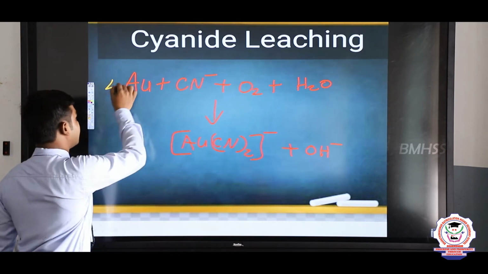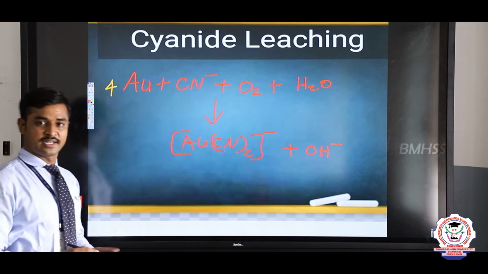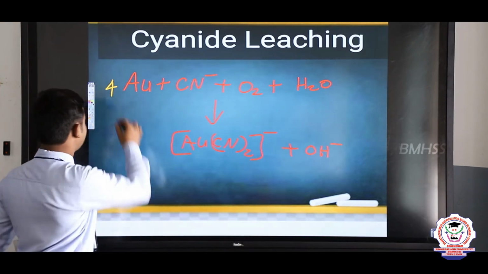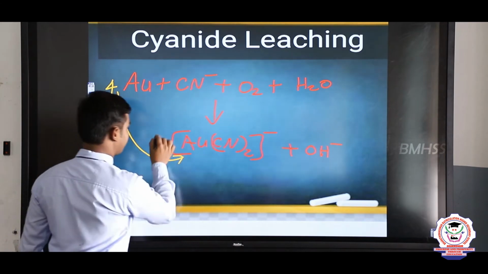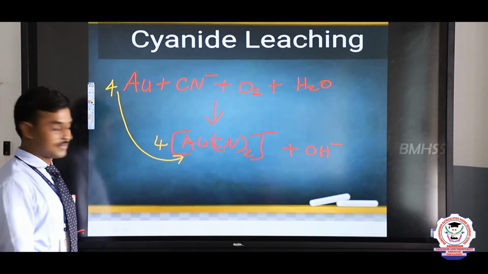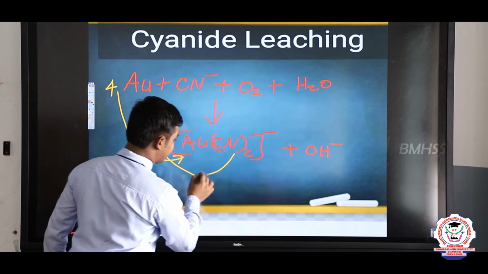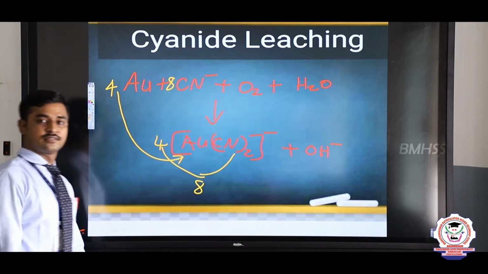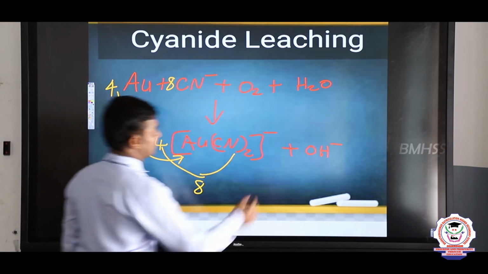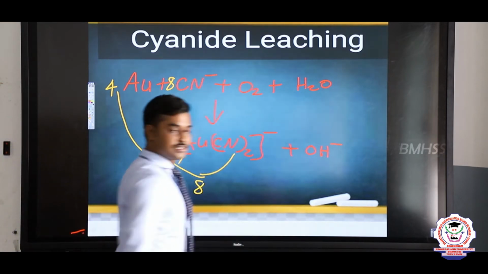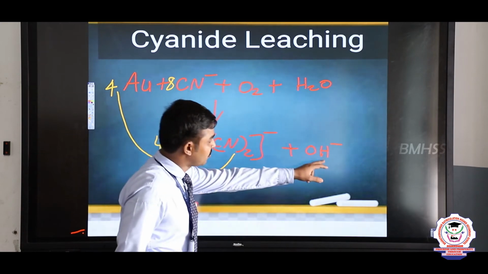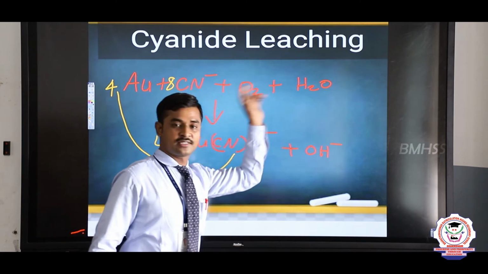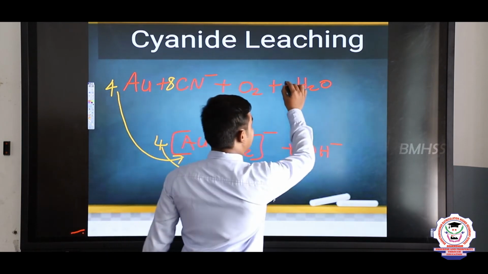How do you balance this reaction? First, in this reaction we take 4 gold metal atoms. From this we can balance all the compounds. For example, 4 gold atoms give 4 auric cyanide ions. So on the right side the cyanide ions number 8, and on the left side we take 8 CN minus ions. The OH minus is removed in this reaction, so equal numbers of hydrogen and oxygen are removed. We need to equalize the number of hydrogen and oxygen, so here I write 2.